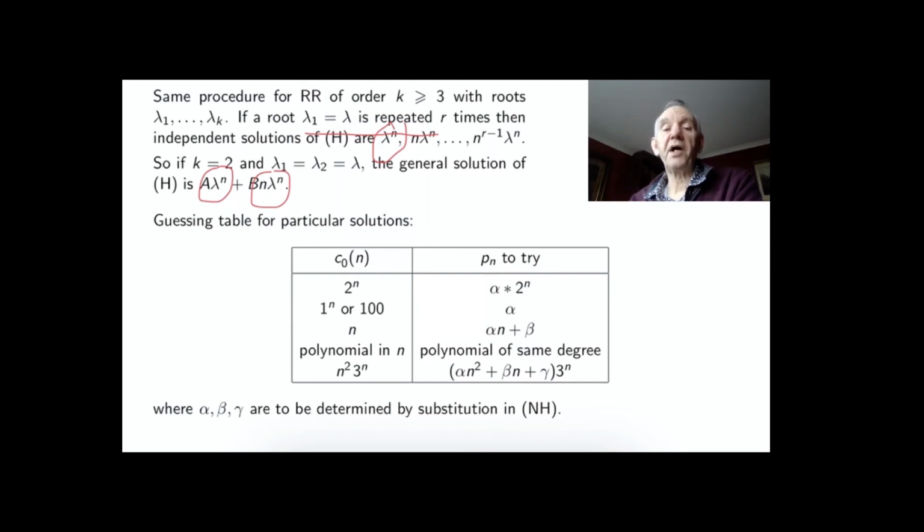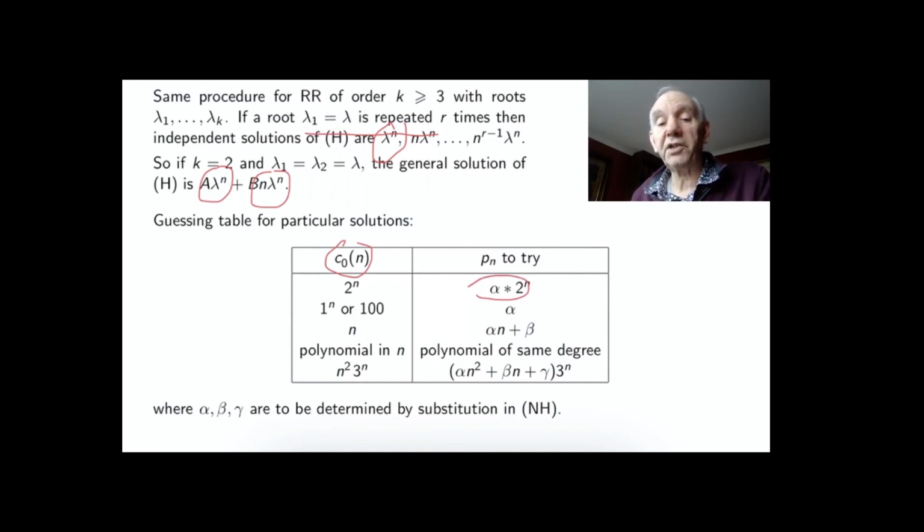Okay, so here's my table of guessing particular solutions. So at the top of the table, here is the extra term that converts the homogeneous equation to the non-homogeneous equation. And in my first example, I've taken the example we've just done. So if the extra term is 2 to the n, provided that 2 is not a root of the homogeneous equation, you just try a constant times 2 to the n. That's what we just did.